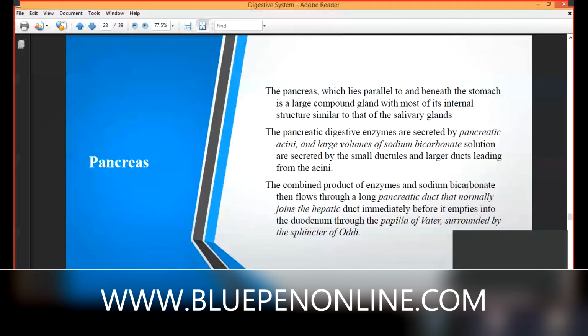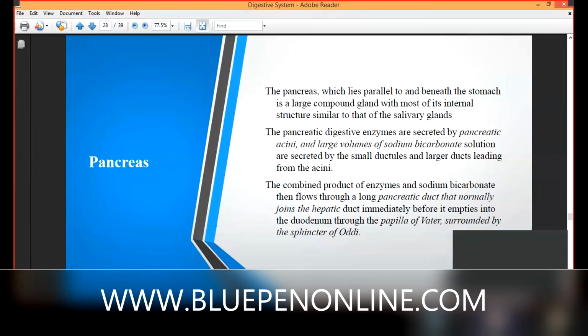So in order to neutralize the acid, the ducts secrete bicarbonate. The HCl is highly potent, so it may digest the intestine. So to neutralize this acid, the pancreatic cells, means the duct cells, secrete bicarbonate and water. And to digest the food, the pancreatic cells secrete enzymes. Is that clear?